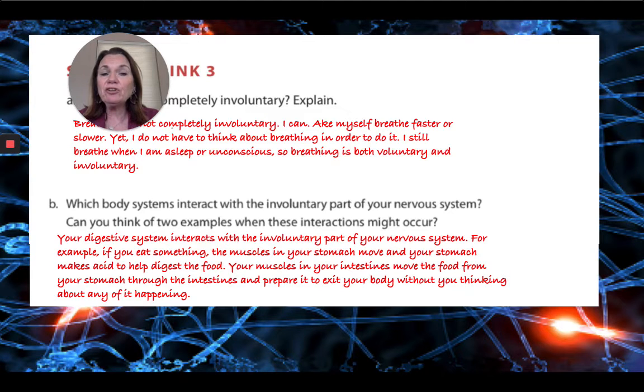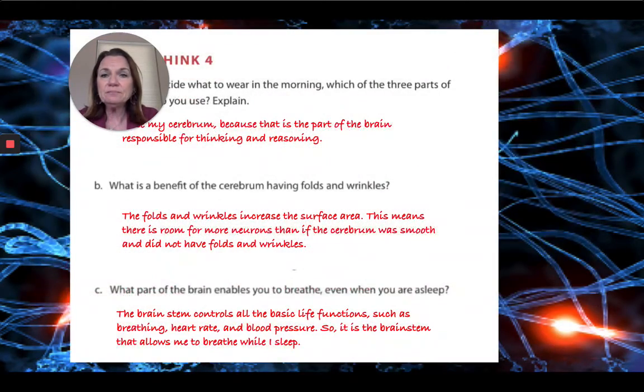Your muscles in your intestines move the food from your stomach through those intestines and prepare it to exit your body without you thinking about it or choosing to do anything. So that's also involuntary. So, when you decide what to wear in the morning, which of these three parts of the brain do you use? You would use your cerebrum because that's the part of the brain that's responsible for thinking and reasoning.